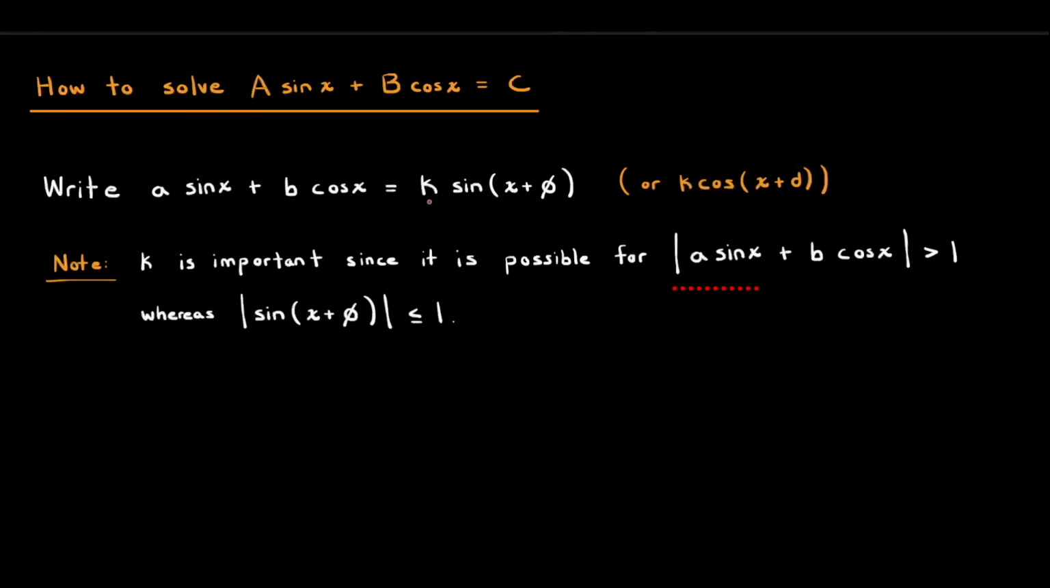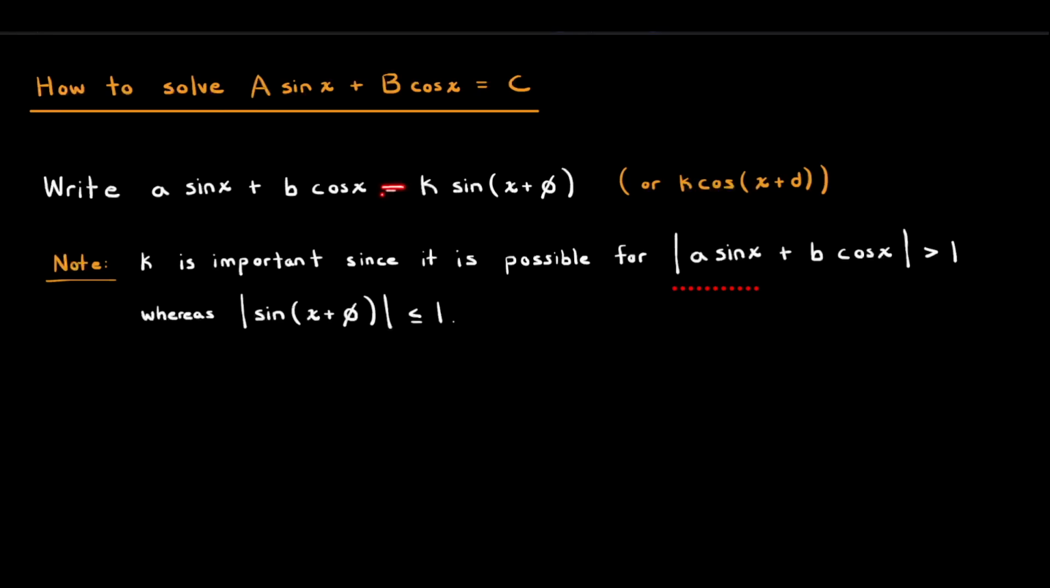Now, the thing that might be troubling you a little bit is, why is this k value here? Why can't we just write it simply as sine of x plus phi? Why is this k here? And the k is important because it's possible for the left-hand side to be more than 1. Right? It is possible for this quantity to have a sum bigger than 1 or less than 1. But the right-hand side, if you just had sine, we know that sine of anything is always between 1 and -1, right? The range of this function is between -1 and 1.